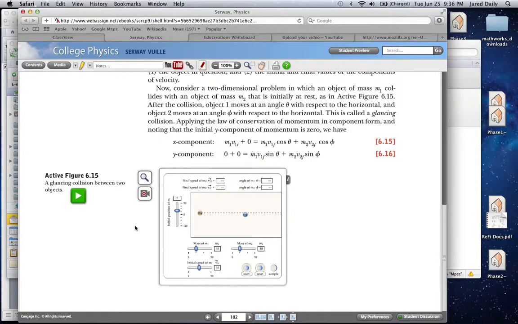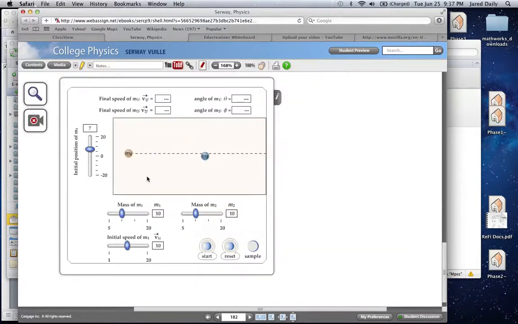Don't you just love it? So let's take a look at this active figure. We have mass 1 and mass 2, and notice that the line of collision doesn't line up on their centers. So when we start this up, we're going to get this thing going, and then they're going to bounce off at funny angles. Notice something interesting.